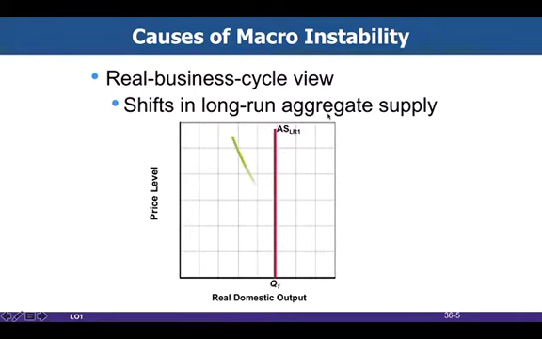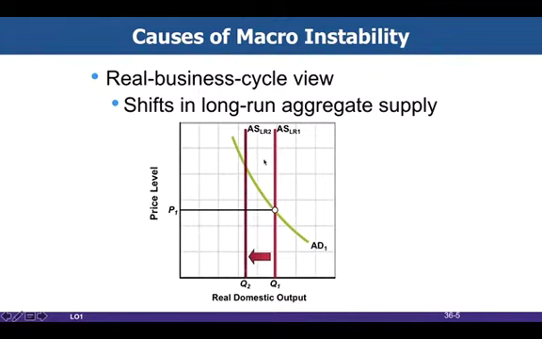All right, so another idea here is a look at the real business cycle. Again, we're talking about what causes instability. Mainstreamers would say that instability is caused by price stickiness and supply and demand shocks. Monetarists would say it's bad monetary policy. And then there's this other idea on the new classical side that looks at the real business cycle view. It basically says that shifts in long-run aggregate supply cause it.